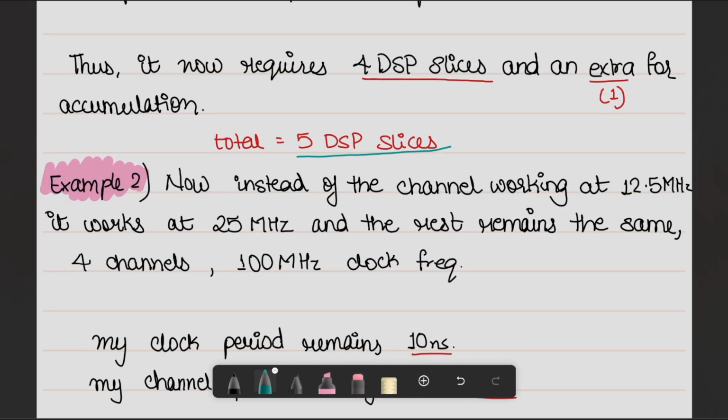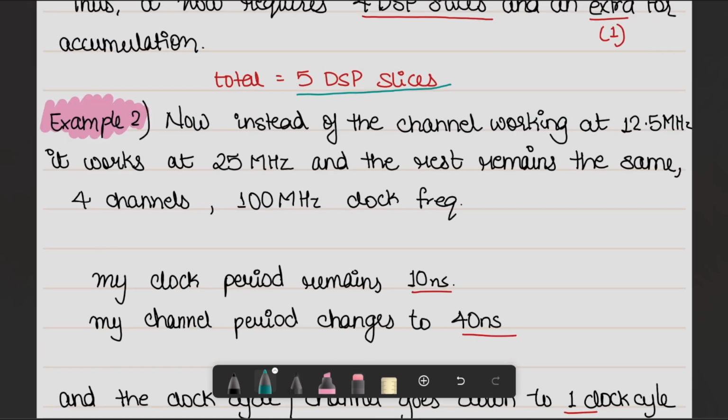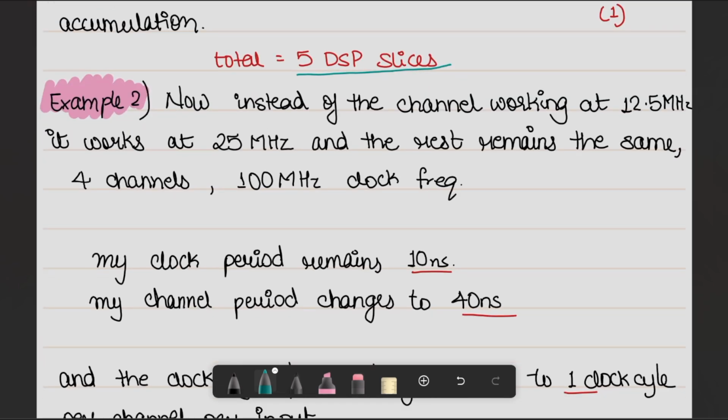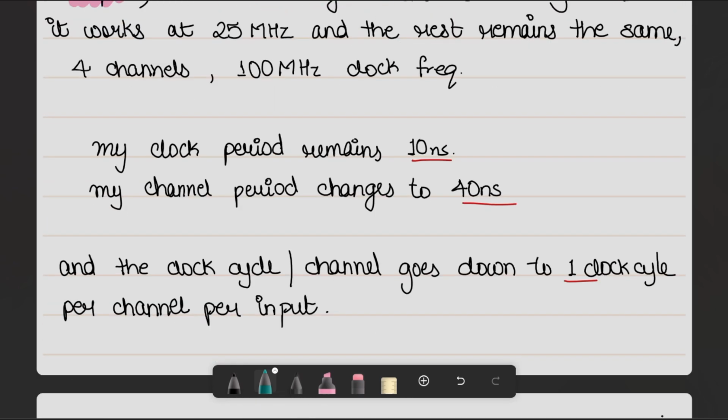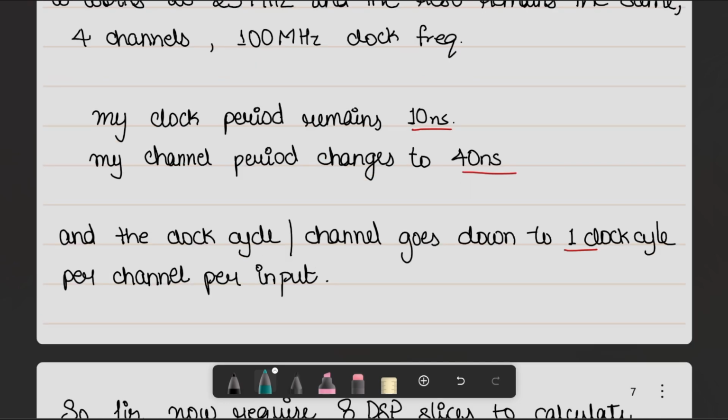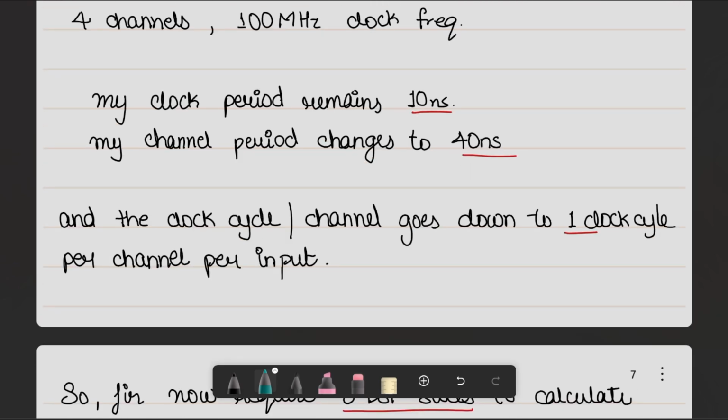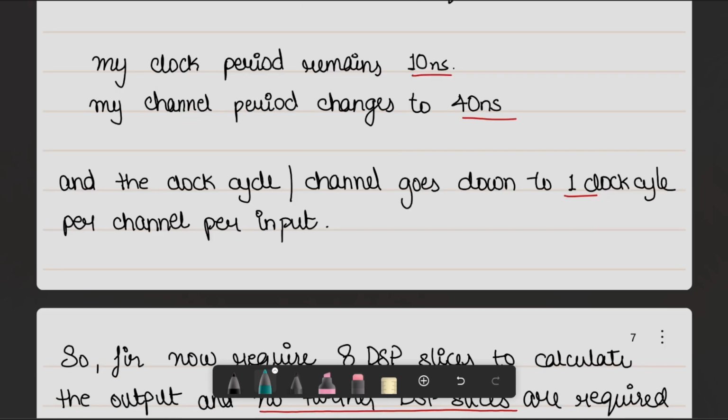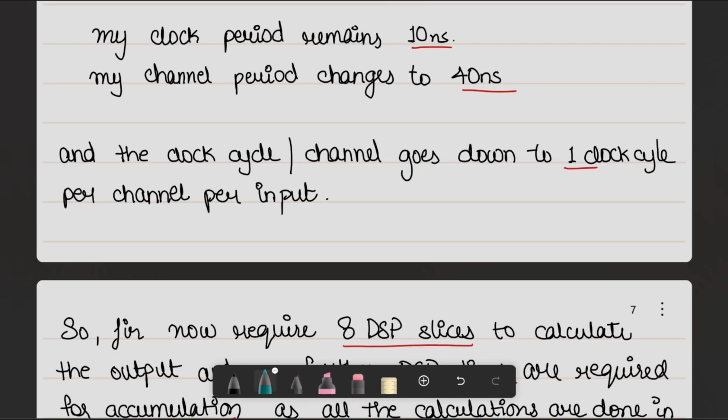Let's look at example number 2. Now, instead of channels working at 12.5 MHz, it now works at 25 MHz, and the rest of the conditions remain the same, that I have 4 channels and 100 MHz of clock frequency. My clock period is again 10 nanoseconds, but my channel period changes to 40 nanoseconds, and the clock cycles that I receive per channel go down to only 1.